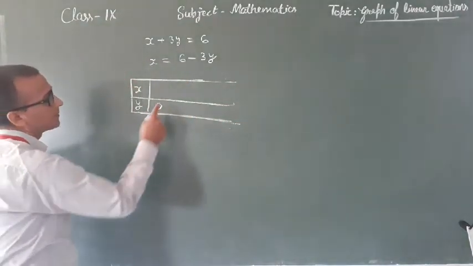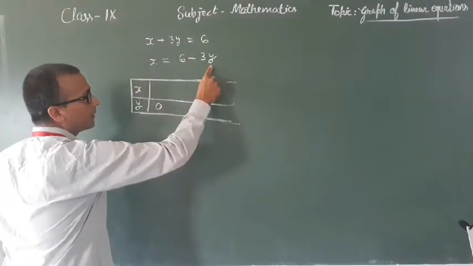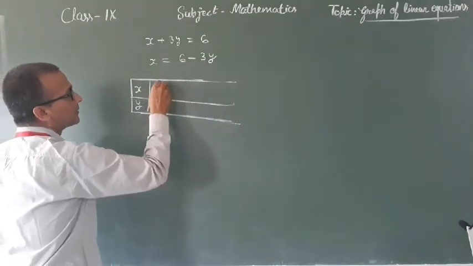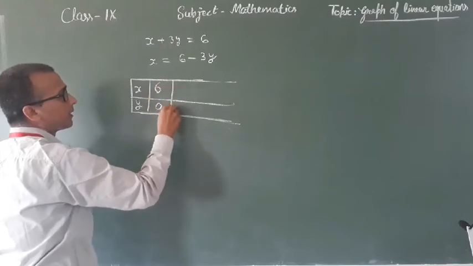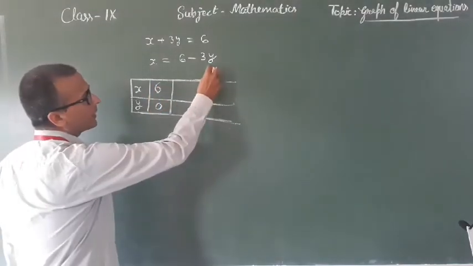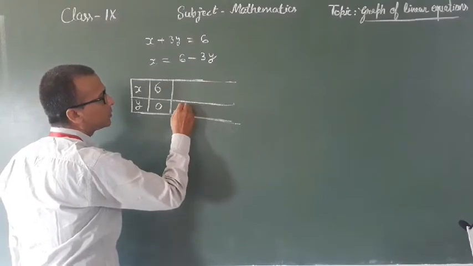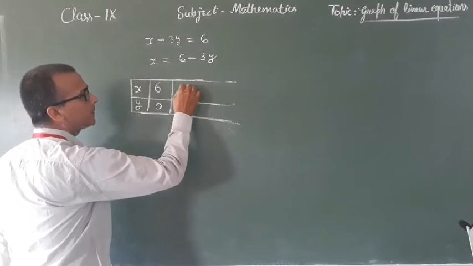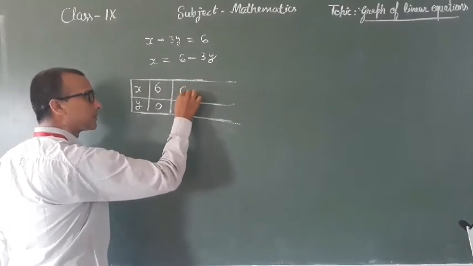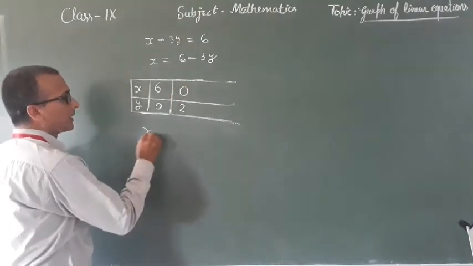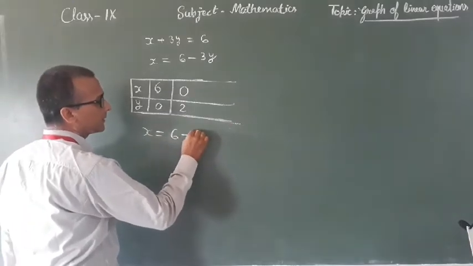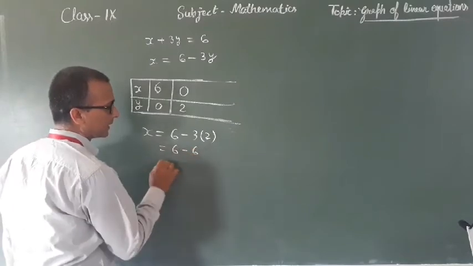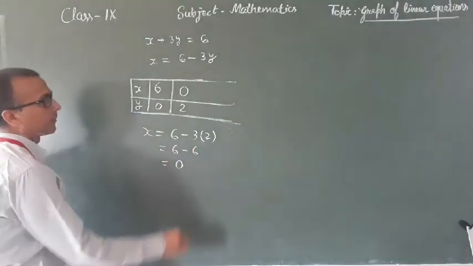the integers. I am putting here the value of y is 0, then the value of x will be 6. Again, put the value of y is 2, then the value of x will be 0. X is equal to 6 minus 3 into 2. This is equal to 6 minus 6, and this is equal to 0.